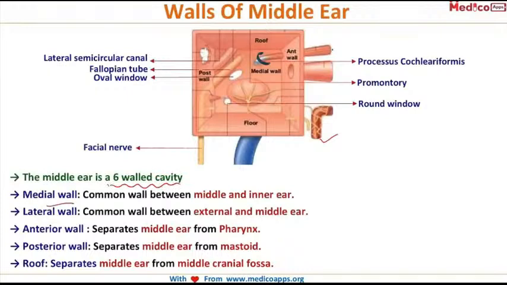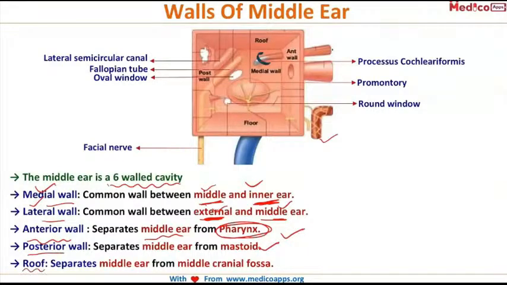The medial wall is a common wall between the middle and the inner ear. The lateral wall is a common wall between the external and the middle ear. So the medial wall is between middle and inner. The lateral wall is between external and the middle ear. The anterior wall separates the middle ear from the pharynx, and the posterior wall separates it from the mastoid. And finally, the roof separates the middle ear from the middle cranial fossa.